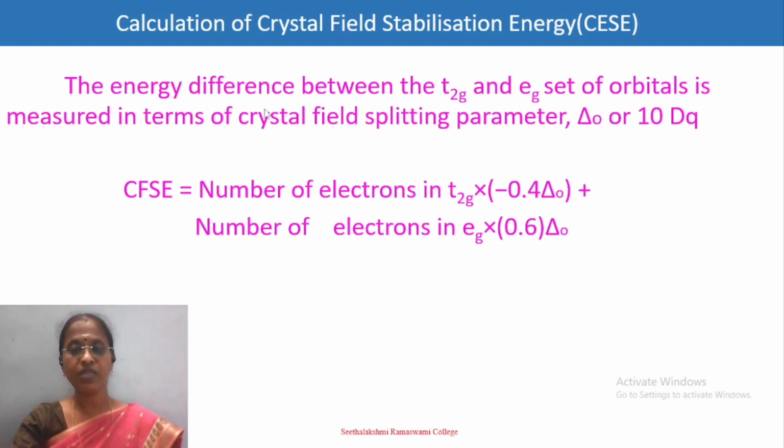Calculation of crystal field stabilization energy. The energy difference between the T2G and EG sets of orbitals is measured in terms of the crystal field splitting parameter delta O or 10 Dq. Crystal field stabilization energy is the number of electrons in the T2G orbitals times minus 0.4 delta O, plus the number of electrons in the EG orbitals times 0.6 delta O.